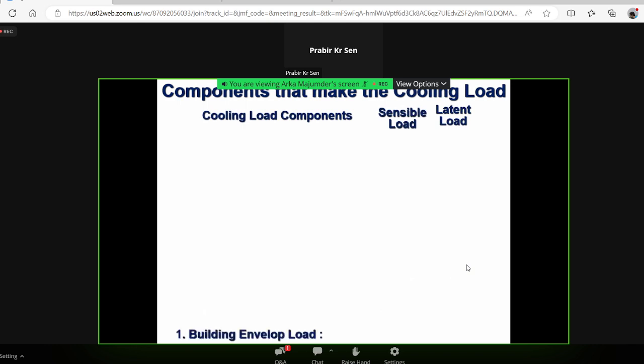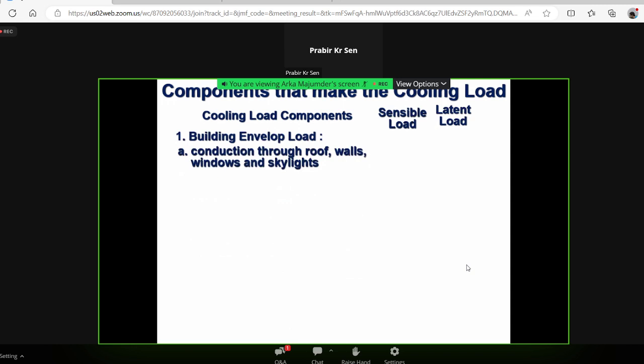Components, the heat components that make the cooling load. Let us see. Cooling load components. Next. Building envelope load, what are these? Building envelope means the outer periphery of the building. Conduction through roof, wall, windows, skylight. Next. They give sensible load.